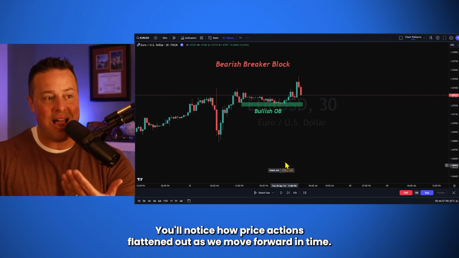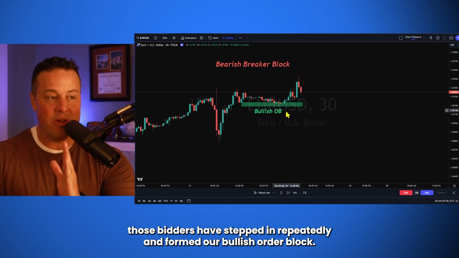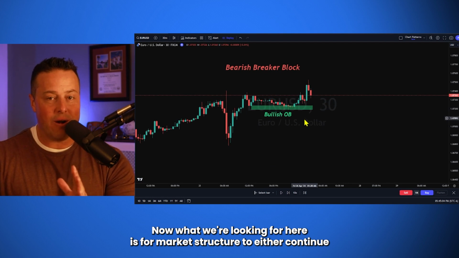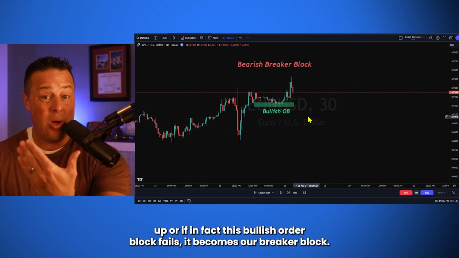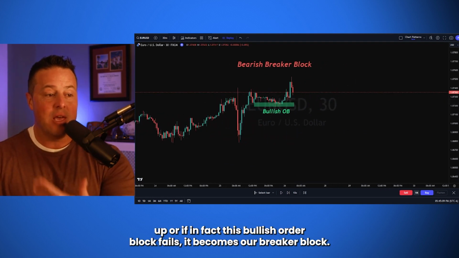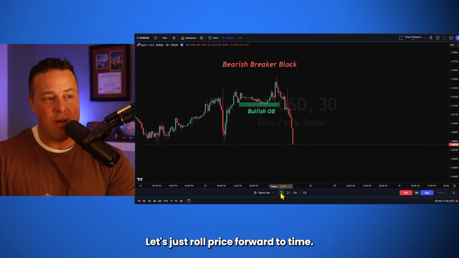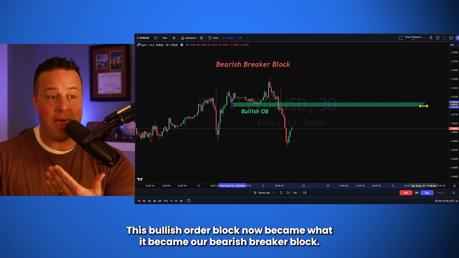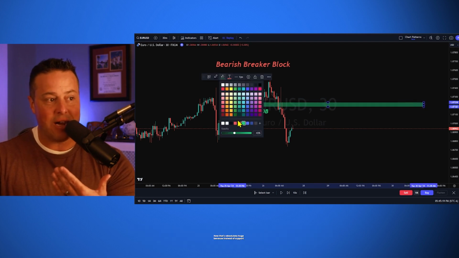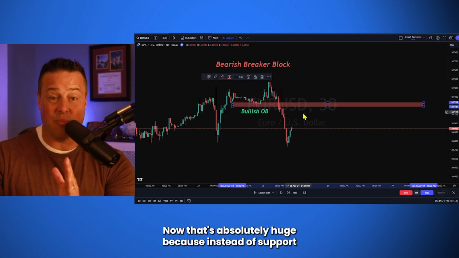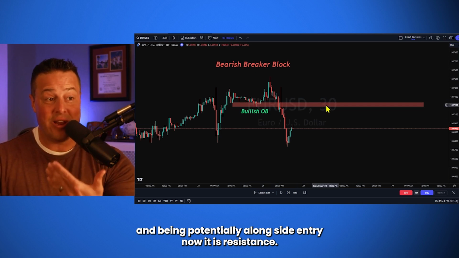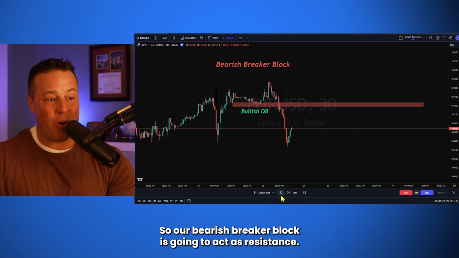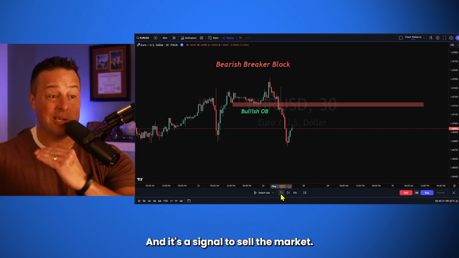As we move forward in time, we can see where those bidders have stepped in repeatedly and formed our bullish order block. Now, what we're looking for here is for market structure to either continue up, or if in fact this bullish order block fails, it becomes our breaker block. Well, let's just roll price forward in time, and you can see right here, we failed. This bullish order block now became what? It became our bearish breaker block. Now that's absolutely huge, because instead of support and being potentially a long side entry, now it is resistance, and it's going to give us a short side entry. So our bearish breaker block is going to act as resistance, and it's a signal to sell the market.